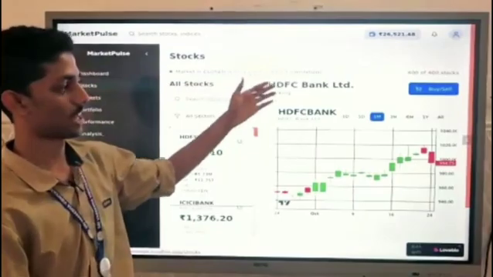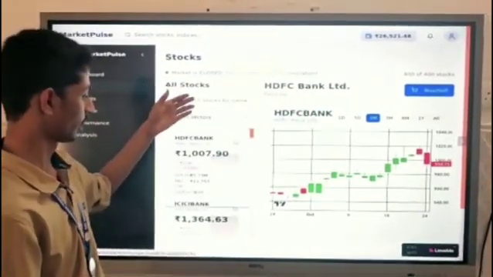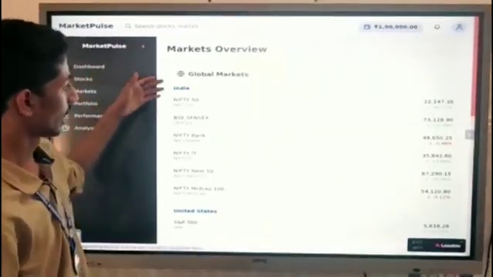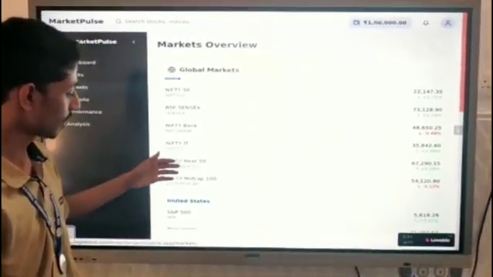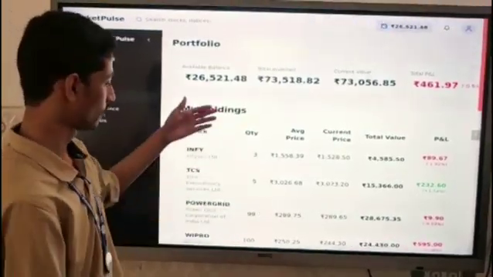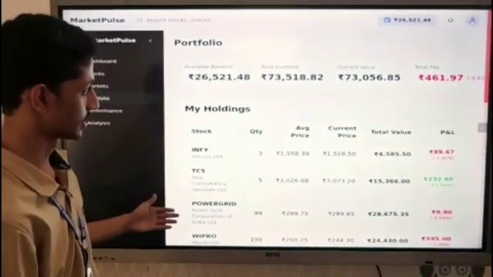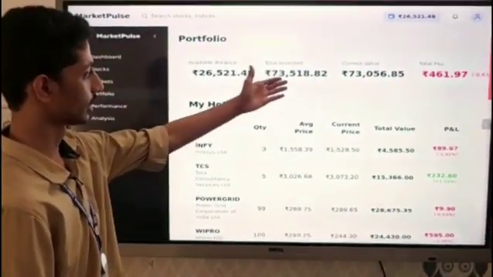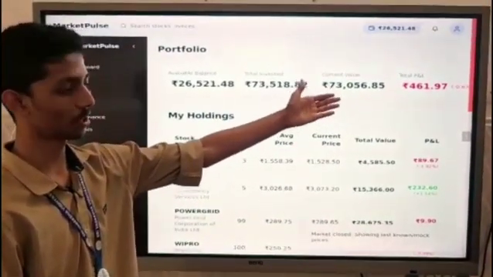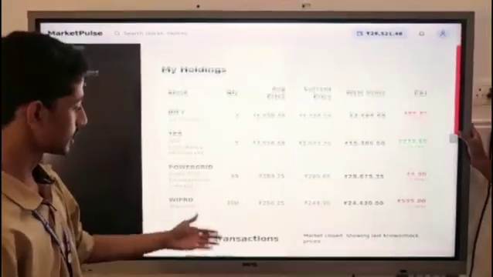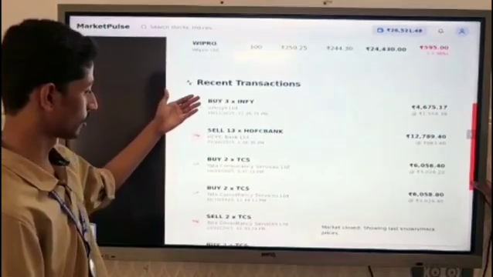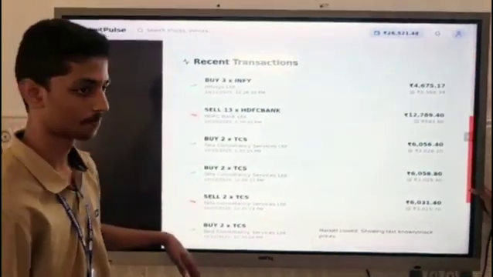Under this stock, I have added 400 companies in which we can gain experience by trading. Under markets, we have those Indian markets and US markets in an explained way. Here under portfolio, you can view my shares which I have invested, and the amount I have invested in total is around 73,000, and I have a loss of around 461 rupees. Under this, you can see my past transactions, such as I have bought Comverse and sold HDFC, etc.